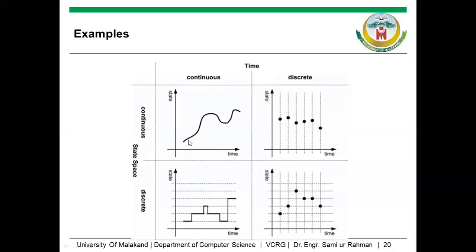Okay, same is the case here. This is a continuous variable, this is a continuous variable, and these are discrete variables, discrete values.